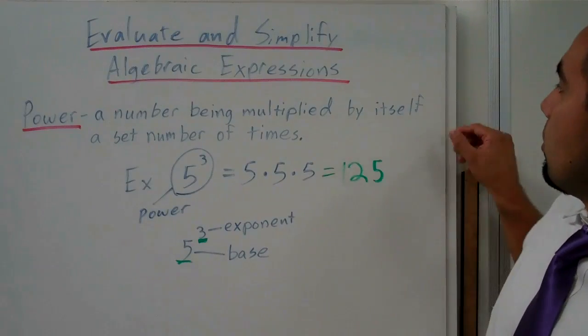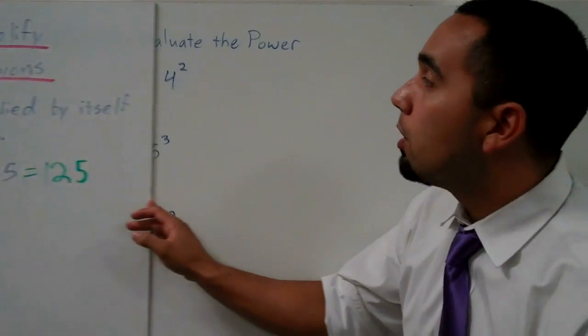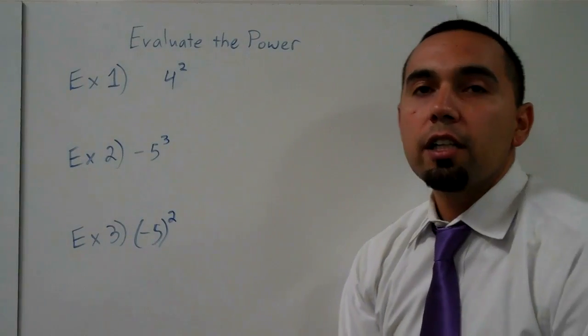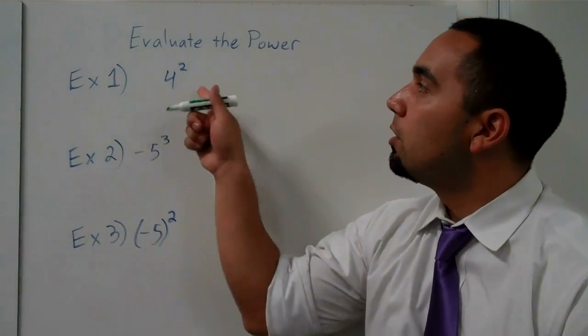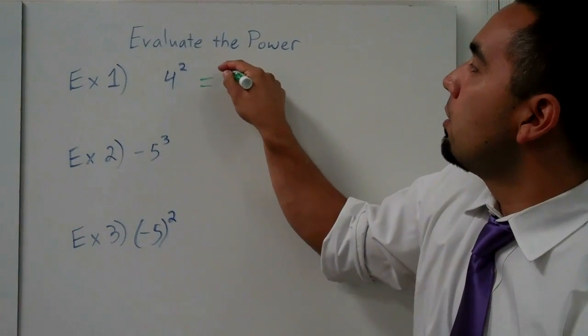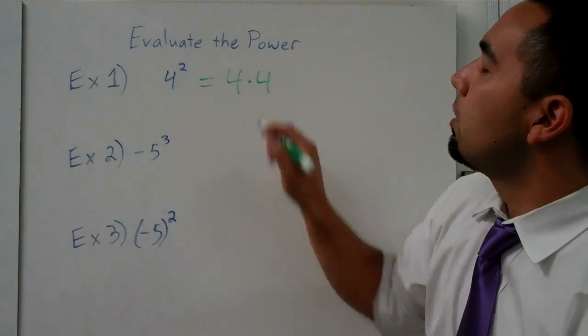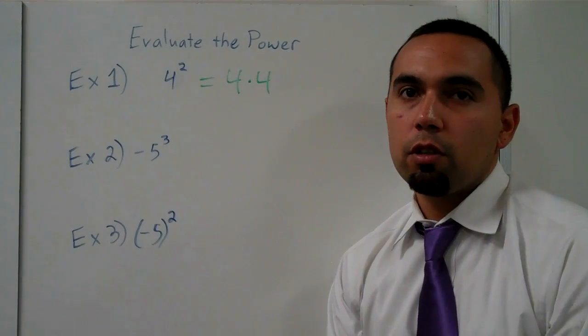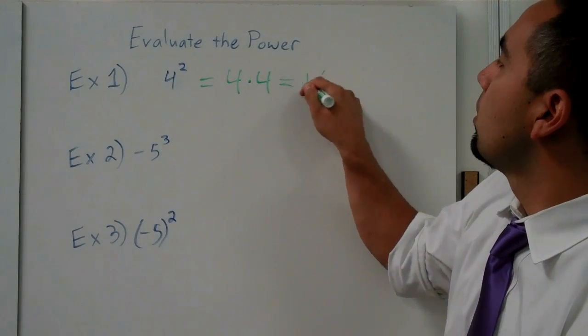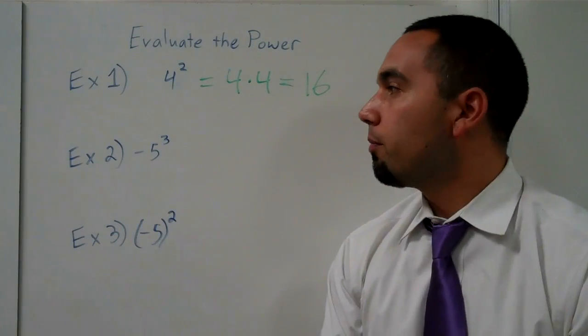So this should be all review, but let's go ahead and give some examples here. Problems are going to ask you to evaluate the power. All you have to do is figure out what we get. So 4 squared, again, that's telling you 4 times 4, or 4 times 4 2 times. And we get 16.